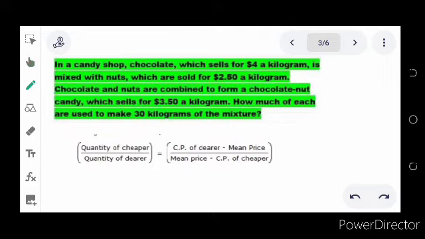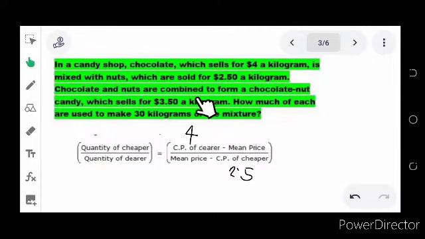So we can directly substitute. The cost price of the dearer is just the cost price of the chocolate because chocolate is the more expensive one, 4. And then the cheaper is the nuts, which is 2.50. So you just substitute there, 2.5 or 2.50, just the same.